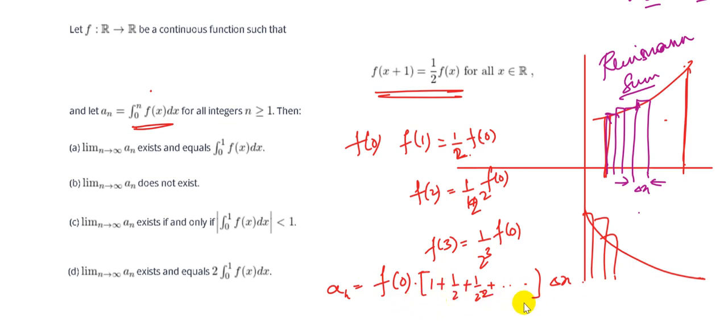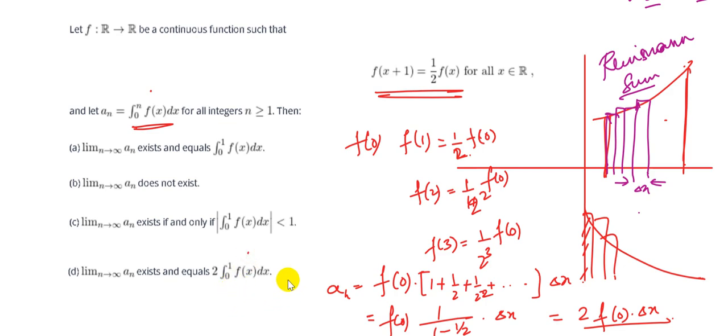Now what is the sum of this infinite series? First term by 1 minus common ratio. Correct. So this is f0 into 1 by 1 minus half into delta x, which is 2 into f0 into delta x. Now f0 into delta x is nothing but the area of the first rectangle, which is the integral of 0 to 1 f(x) dx. So, limit n tending to infinity, n will be equal to this. Clear?